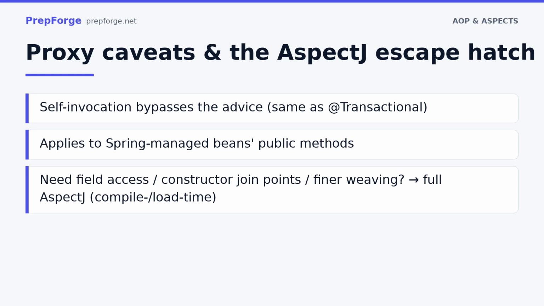Because it's proxy-based, Spring AOP carries the same caveats as @Transactional. Self-invocation within the same bean bypasses the advice, and it applies to public methods of Spring managed beans. When you need finer-grained join points, field access, constructors, or non-Spring objects, you step up to full AspectJ with compile time or load time weaving. Naming that boundary shows you know where the tool ends.